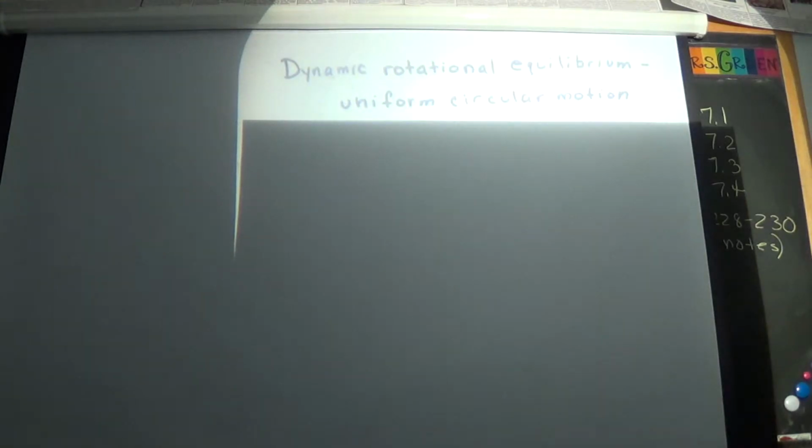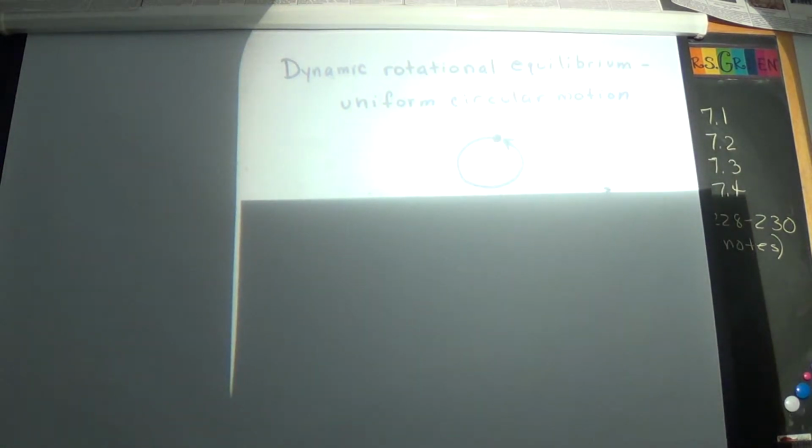Alright. Turn to your comp book where we made that note. That's about all we said the other day. Alright, dynamic rotational equilibrium is renamed uniform circular motion. That's what we're studying today. Alright, here's a picture of it.